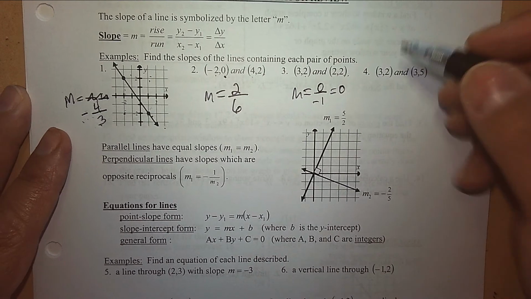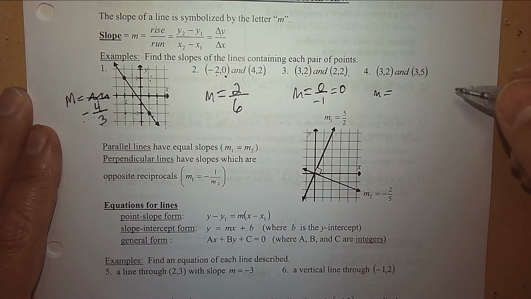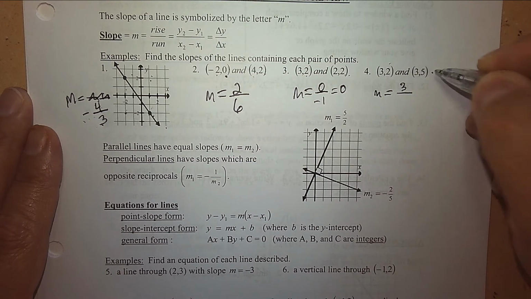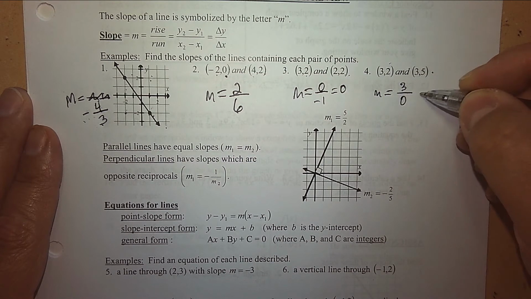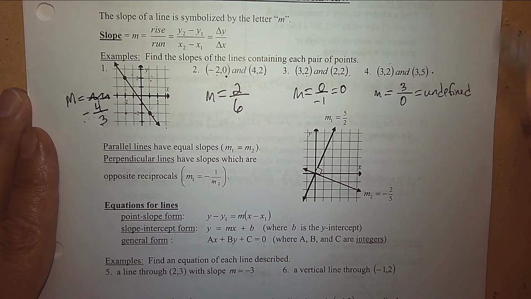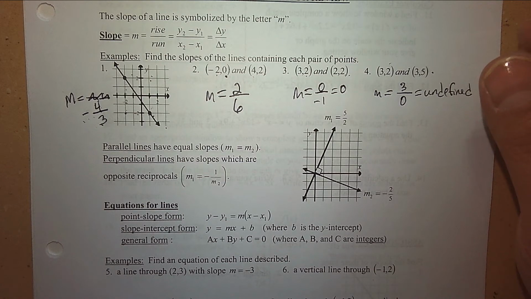Last one. What is the slope between those points? The change in y is 3. The change in x is 0. So what do we say this slope is? Those 2 points make a special line. Those 2 points make a vertical line. And a vertical line has a slope that is undefined. A horizontal line has a slope that is 0.